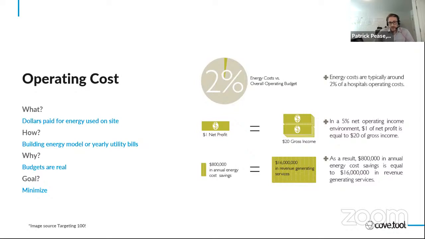This chart on the right, which is from a great resource called Targeting 100, which I definitely recommend checking out, essentially shows that for every dollar in profit or money that a hospital makes, that equals about $20 gross income. So conversely, any money saved on energy is actually 20 times that. And this means that if you're saving energy costs, that's money that can go back into the hospital to improve patient care, which is what a hospital's all about. So cutting operation cost is a goal. So minimize is the goal for the cost.